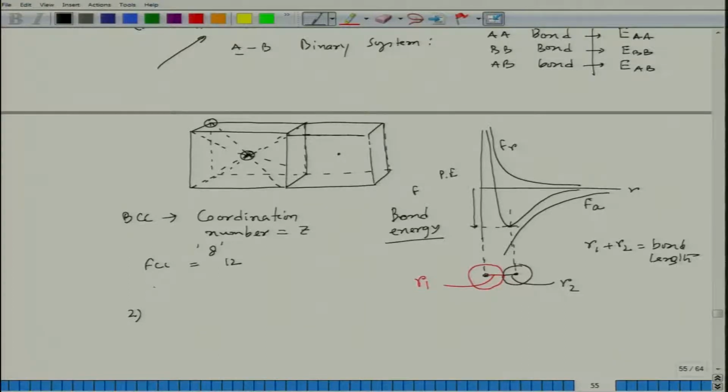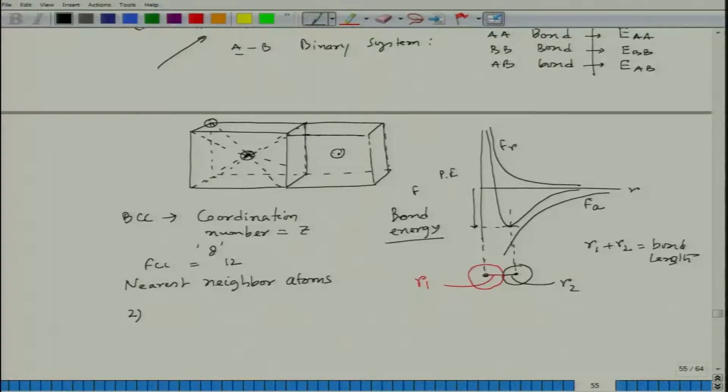It means that the nearest neighbor atoms, and that time the bonds will be only between the nearest neighbor atoms. The interaction between atoms which are not nearest neighbor are not considered in this particular model. So, that means there will be another atom at the body centered, in this case, which is the body centered cubic. So, between these two atoms the interactions would definitely be there, but we will not consider in our particular model construction.